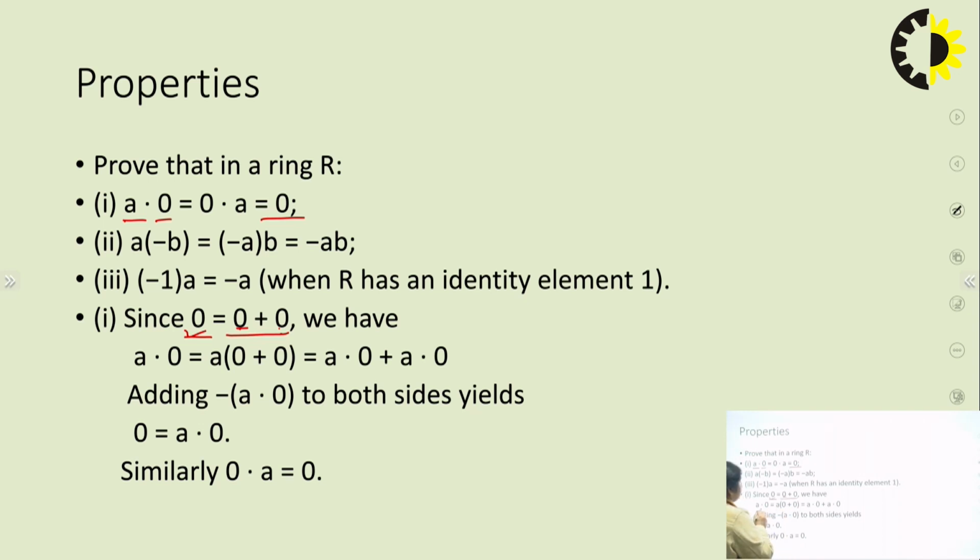Now there is another operation in a ring, that is multiplication. That I am using here because I have to prove A into 0 is equal to 0. So I am taking the left hand side with the multiplication operation. A into 0 is equal to... 0 can be written as 0 plus 0, so I replaced it with 0 plus 0. Now because it's a ring, distributivity of multiplication over addition is there. So after applying the distributive property, I am getting A into 0 is A into 0 plus A into 0.